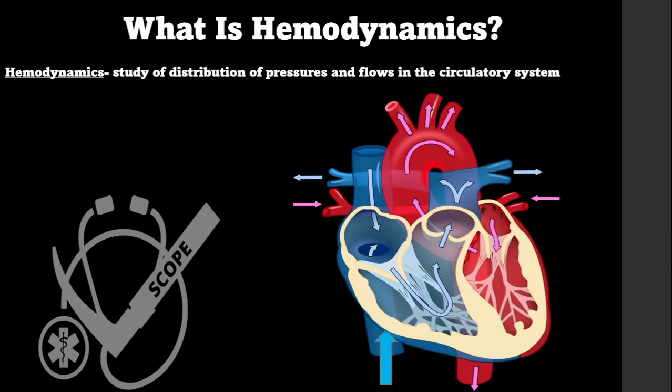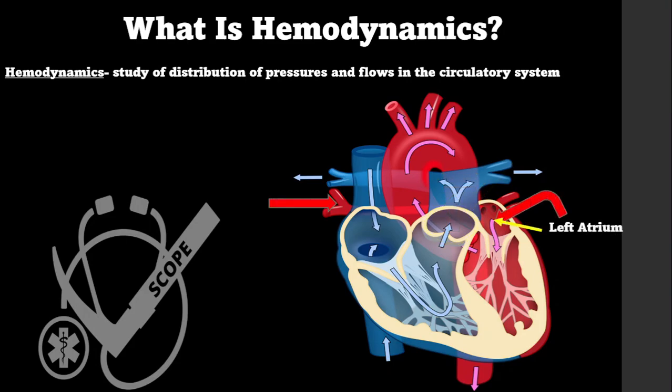We have deoxygenated blood from the body entering from the inferior and superior vena cava into the right atrium. Blood then passes through the tricuspid valve into the right ventricle. From there, it will ascend into the pulmonary artery through the pulmonic valve into the lungs to be reoxygenated.